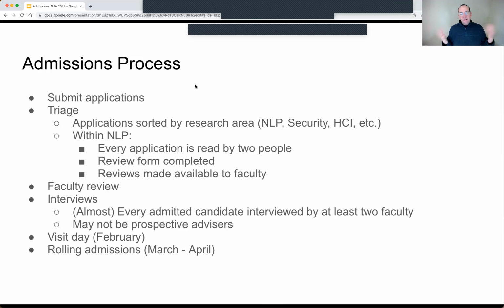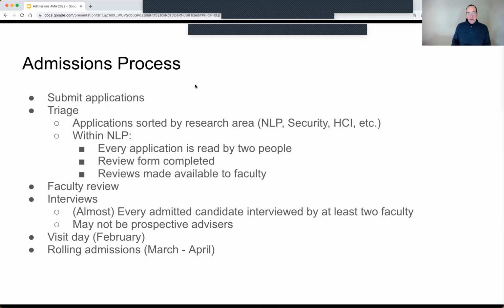At that point, the faculty review the applications. They might read the reviews and based on the reviews decide whether or not they want to read the applications. And then individual faculty make decisions about who they think would be a good fit for our program. This is not necessarily a faculty member says, I want to admit this student. This is really just a vote of this person would be good for our program. And people who pass that stage get interviews.